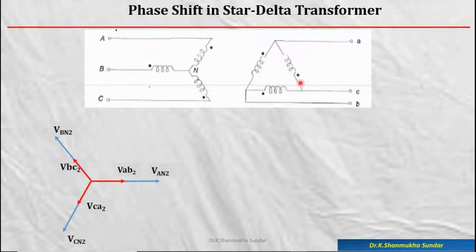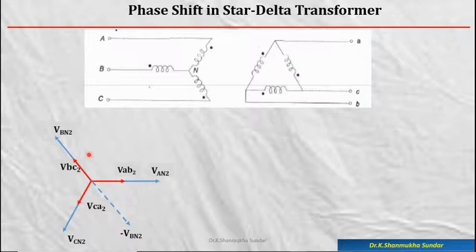Same way as I have explained in the previous slide. Here also, let us take the relation between line and phase voltages on star side. Now VAB, let us take VAN minus VBN, isn't it? Same relations as we have discussed in the previous slide. VAB is equal to VAN minus VBN. Suffix 2 you indicate it. So VAN2 minus VBN2.